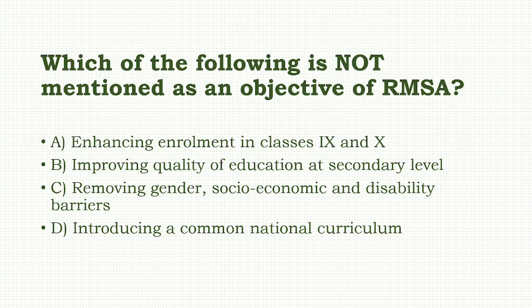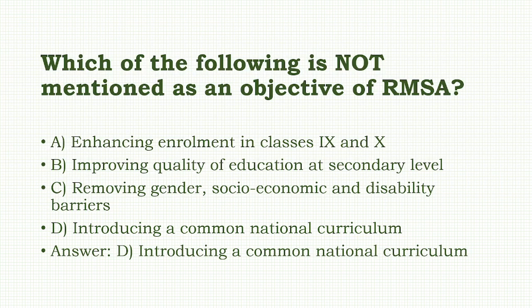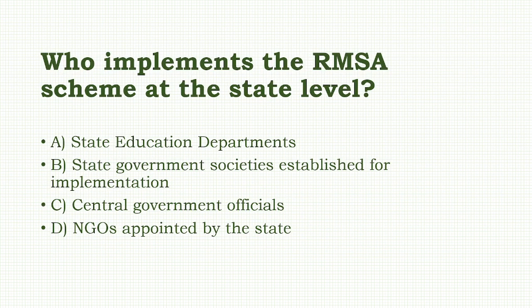Which of the following is not mentioned as an objective of RMSA? Enhancing enrollment in classes 9th and 10th, empowering quality of education at secondary level, removing gender, socio-economic and disability barriers, introducing a common national curriculum. Answer of this question is option D, that is introducing a common national curriculum.